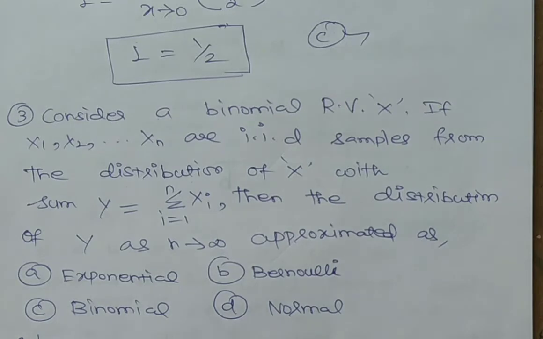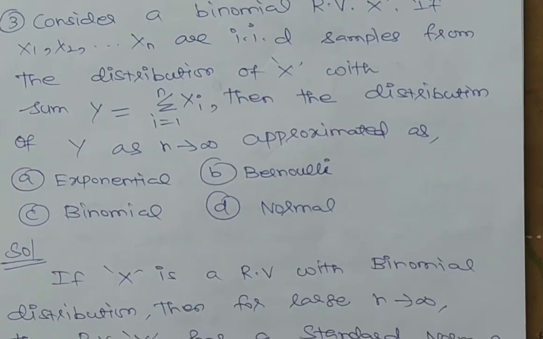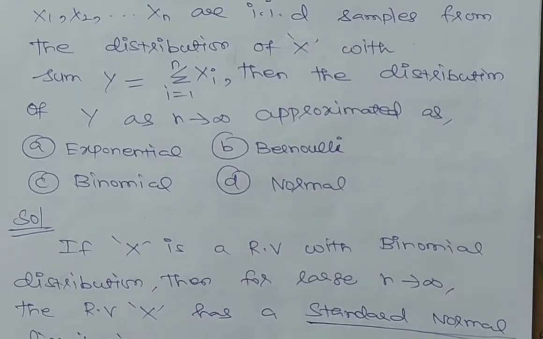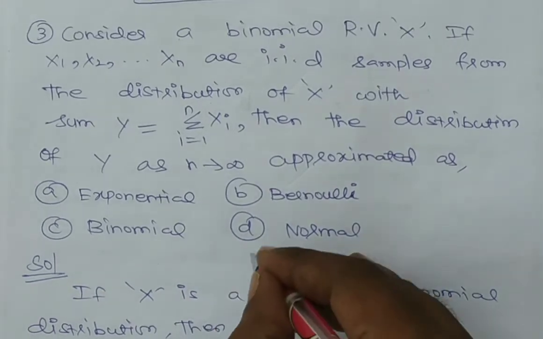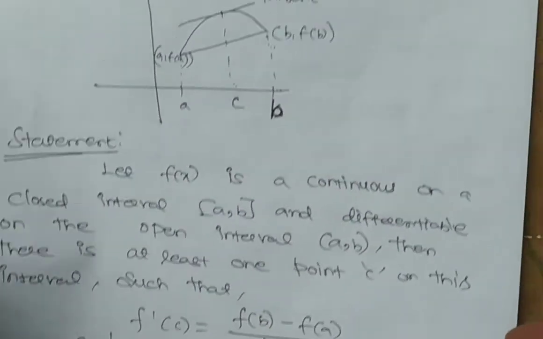Actually, question number 3 is based on one important theorem. If x is a random variable with a binomial distribution, for large n tending to infinity, the random variable has a standard normal distribution, so option D is correct. Next, question number 4.